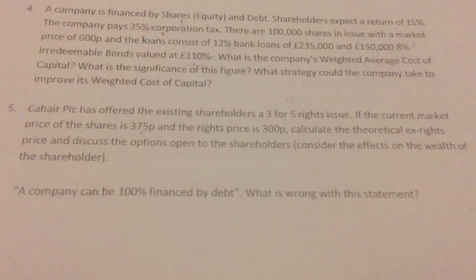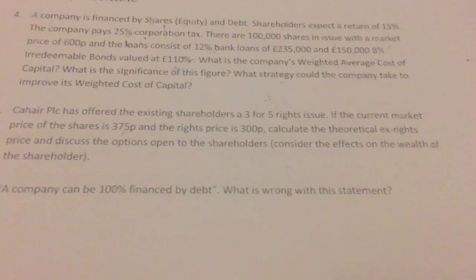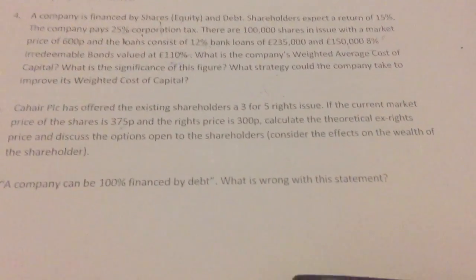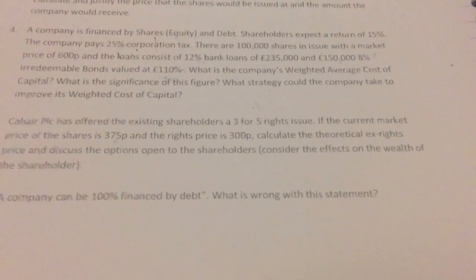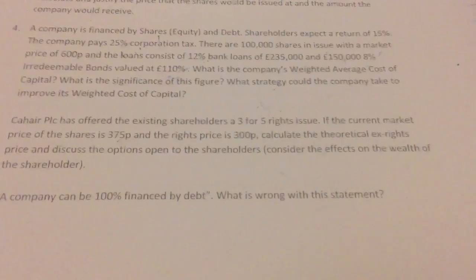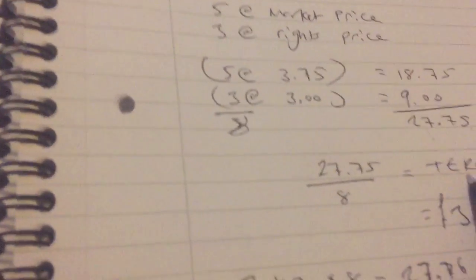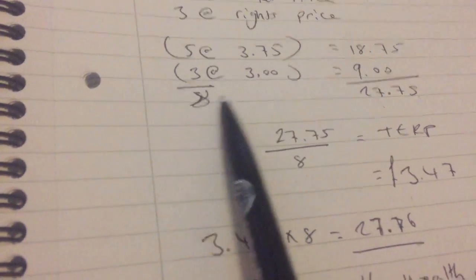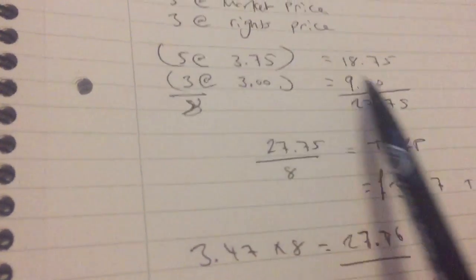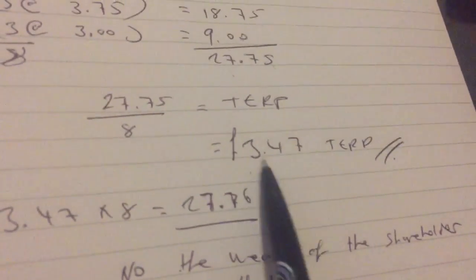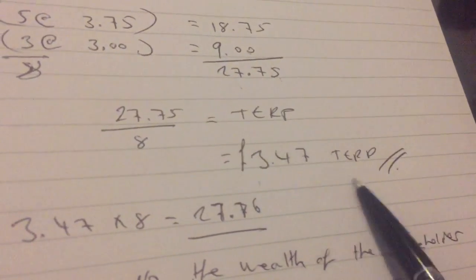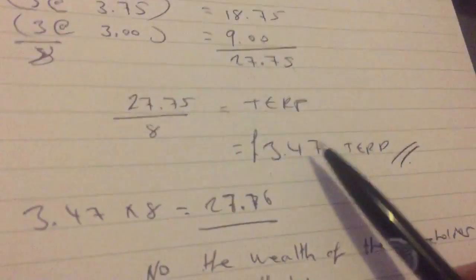Remember the 3-for-5 rights issue. You're already a shareholder, so you can buy 5 at the new market price of £3.75, and you can get 3 discounted at £3 each, which is £9. To work out the theoretical X rights price, you take the market price amount, add the discounted amount, and divide by the total number of shares given out, 5 and 3, which is 8. The theoretical X rights price is £3.47. Before X rights means before the rights were given.